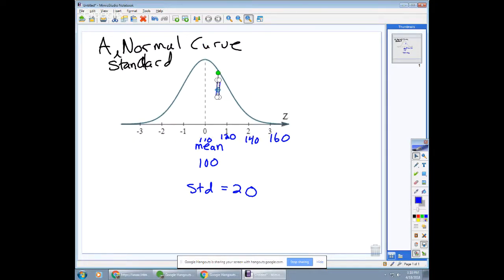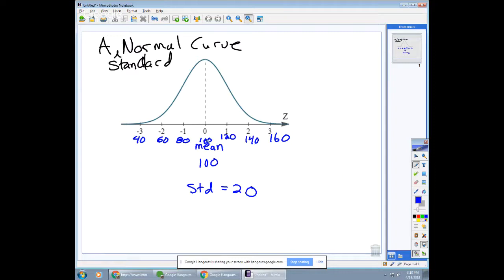And then we can also go the other way. If we go the other way, one standard deviation to the left would be 80, 2 standard deviations to the left would be 60, and 3 standard deviations to the left would be 40. Okay. That's 100 in the middle. Sorry, my 0 didn't come out very good. That's a 0 right there.